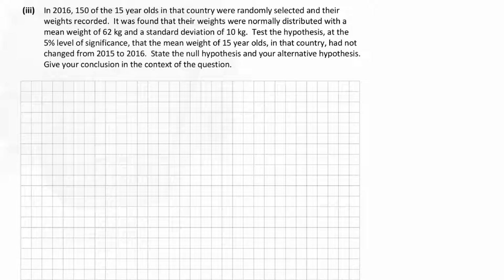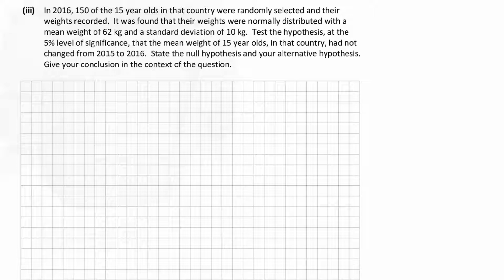So the third part: in 2016, 150 of the 15-year-olds in that country were randomly selected. Now, at this point in the question, you should be going, ding, ding, ding, we are talking about a sample. As soon as we're talking about a sample, we're going to be talking hypothesis testing. Okay, so their weights are recorded. If it was found that their weights are normally distributed with a mean weight of 62 kg and standard deviation of 10 kg.